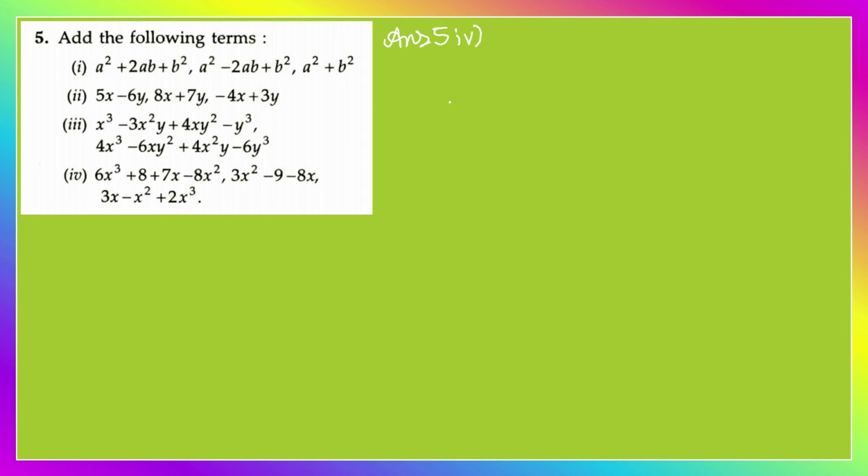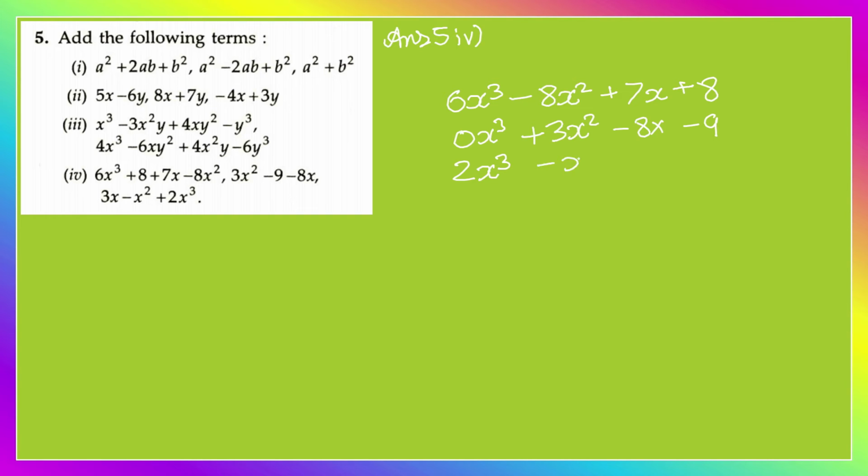So for the first polynomial, it is 6x cubed, then minus 8x squared, I changed the order, then plus 7x, then plus 8 like this. And now for the second polynomial, we have 3x squared. This time it is a positive 1, so don't forget. Now we have plus 3x squared, minus 9 will come here and minus 8x will come here, and put a 0x cubed if there's nothing. Now for the last term, we have 2x cubed like this, minus x squared, then plus 3x and plus 0.